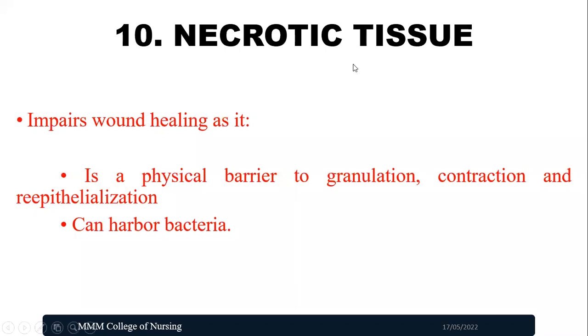Next, we'll move on to the assessment of necrotic tissue. We know necrotic tissue is the non-viable tissue present on the wound, and this may be severe in the underlying damage. This necrotic tissue will take longer to close the wound and may also impact wound healing, as it is a physical barrier to granulation, contraction, and reepithelialization. And most of the time, this necrotic tissue can harbor bacteria.